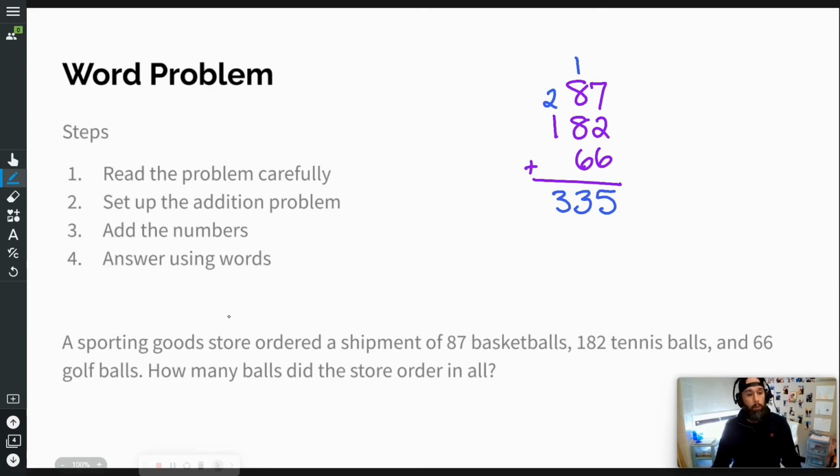Now, this is a word problem, and we need to answer it using words. So, how many balls did the store order in all? 335 balls.